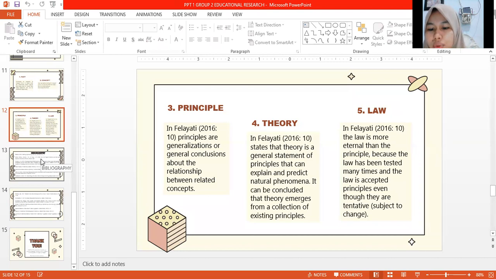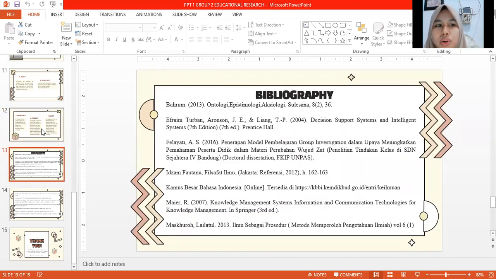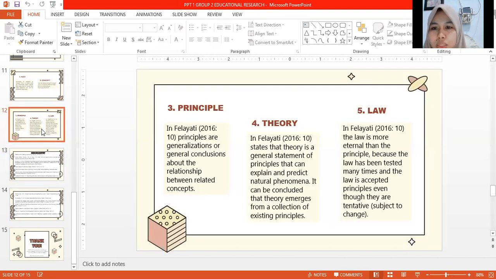And the last, law. In Velayati, the law is more general than principle because the law has been tested many times and is an accepted principle, even though it is tentative. For example, the law that energy cannot be created and cannot be destroyed, but can be changed into another form, for example from kinetic energy to heat energy.